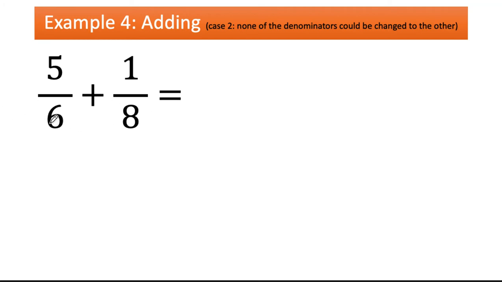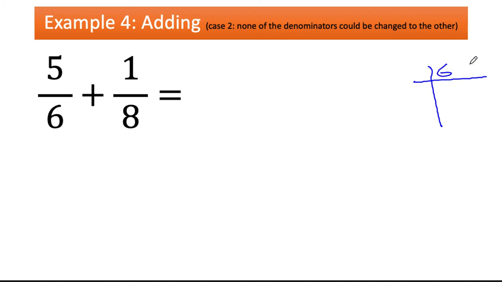Now 6 and 8, guys, we cannot change 6 to 8 or 8 to 6. However, they are not prime numbers. So we have some common factors like 2, for example. We can divide both of them by 2. In this case, guys, I'm going to show you another way to simplify these numbers to find the least common denominator by doing this. And I call it the ladder factorization. It looks like a ladder.